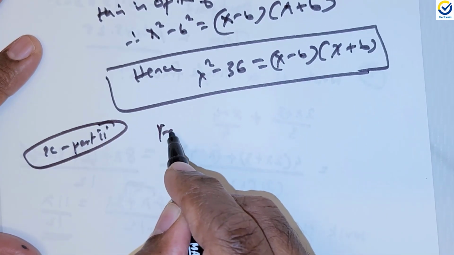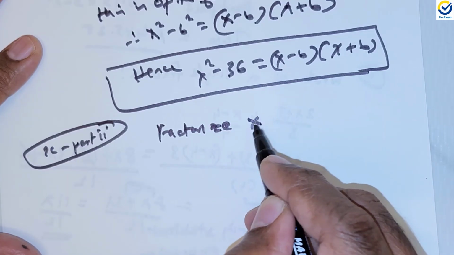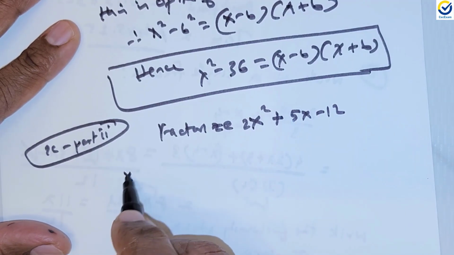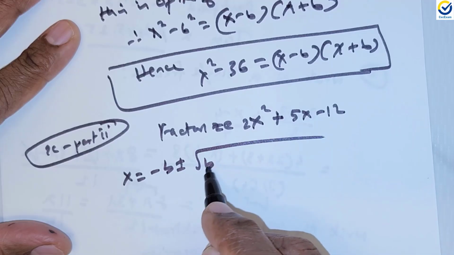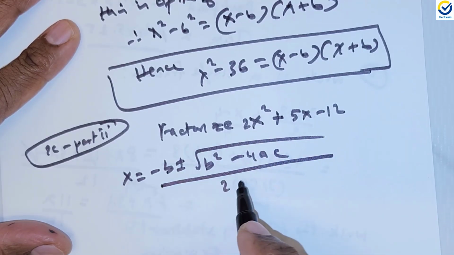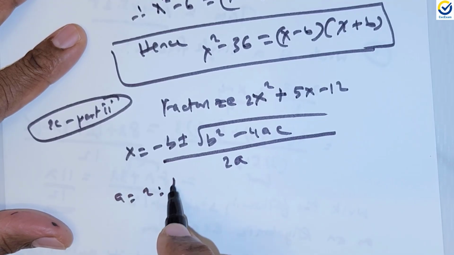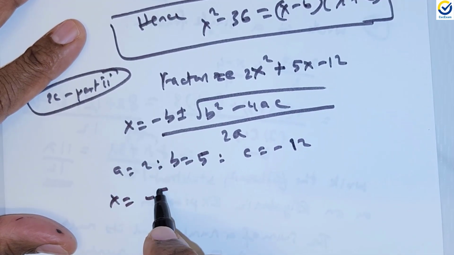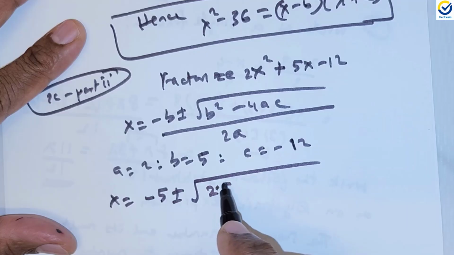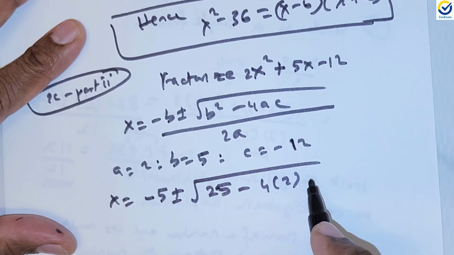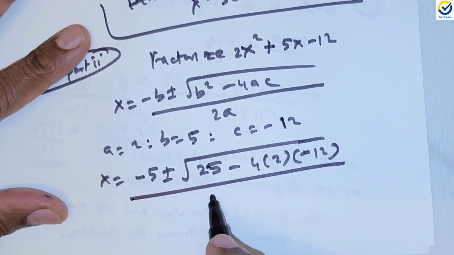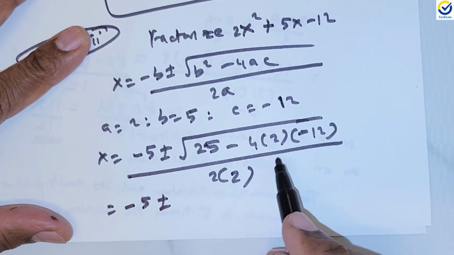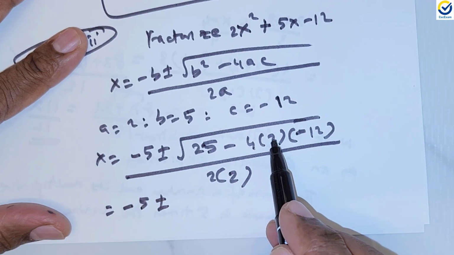Let me move on to 2C part 2. We are asked to factorize 2x squared + 5x - 12. So I'm going to use the quadratic formula. x is equal to -b plus or minus the square root of b squared - 4ac, divided by 2a, where a is equal to 2, b is equal to 5, c is equal to -12. So you substitute: x is equal to -5 plus or minus the square root of 5 squared, which is 25, minus 4 times a times c, which is -12, divided by 2 times a, which is 2.